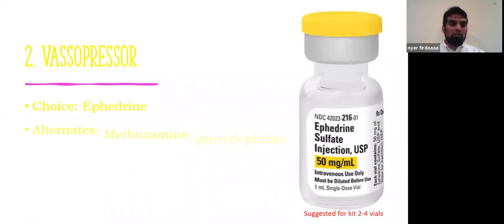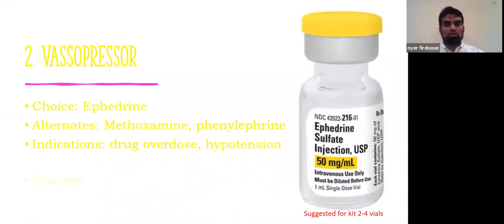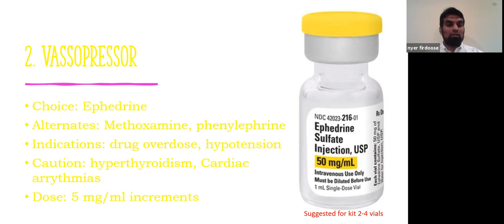The second drug is the vasopressor drug, and the drugs in the vasopressor category are methoxamine, phenylephrine, and ephedrine. The alternates are methoxamine and phenylephrine, whereas the drug of choice is ephedrine. The action is that it is an adrenergic agonist. It produces a mild increase in blood pressure due to peripheral vasoconstriction. The indications are acute adrenal insufficiency, drug overdose, hypotension, and allergic reactions.